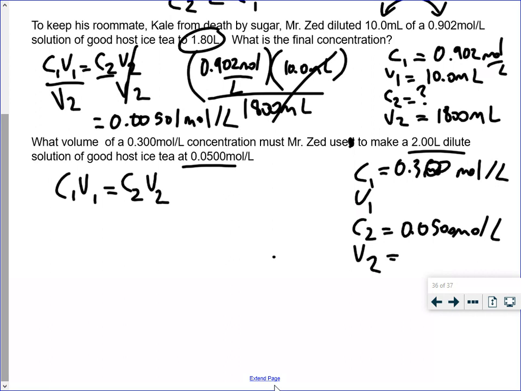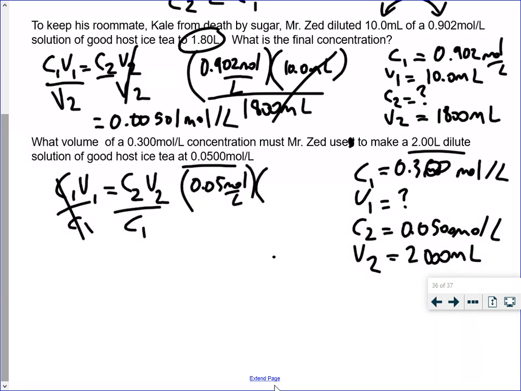Now, the volume of the second system is 2 liters. Let's just turn that into milliliters, because probably the original solution is going to have a really small volume. You can leave it in liters, and your answer is going to be in liters. So what we're trying to determine is how much of this concentrate do we need to use? So we're solving for the first volume. Let's divide both sides by C1. So when we plug this into our calculators, we get 0.05 moles per liter times the volume of the second system, 2,000, over the concentration of the first system, 0.3 moles per liter.